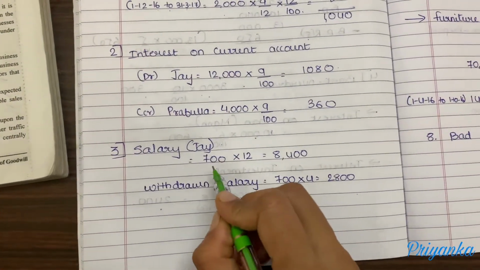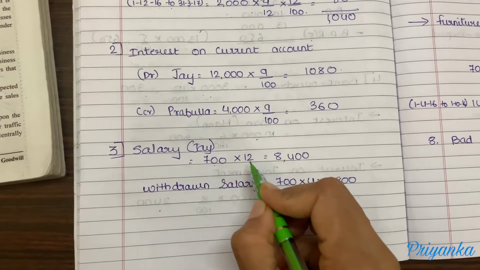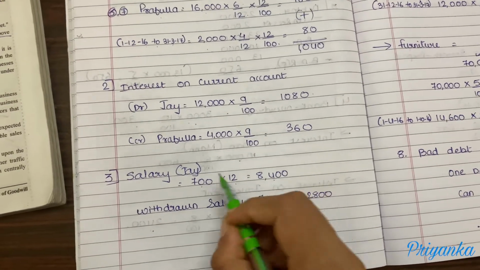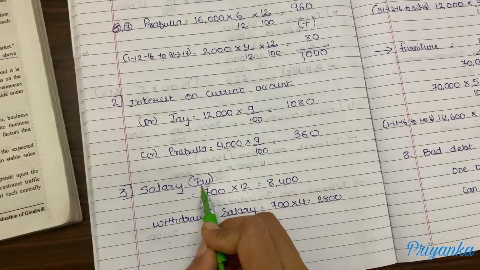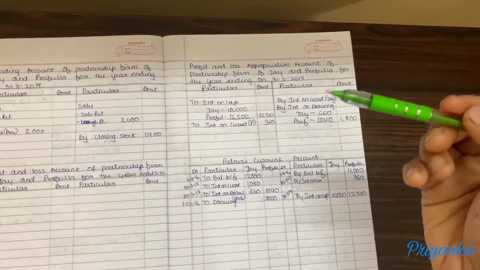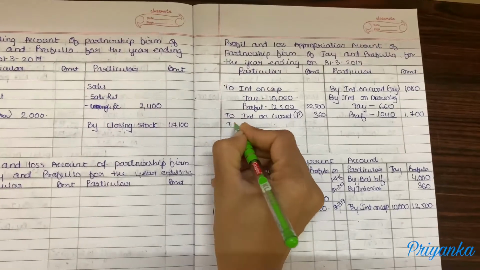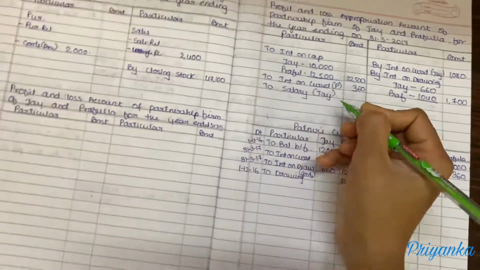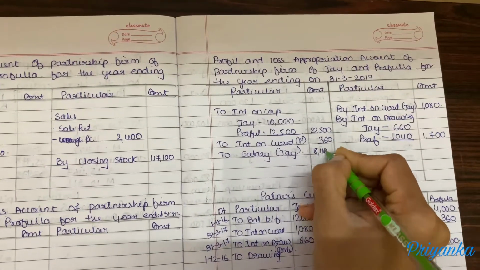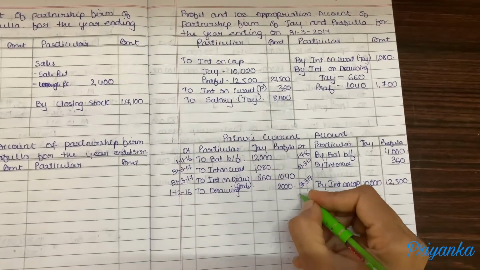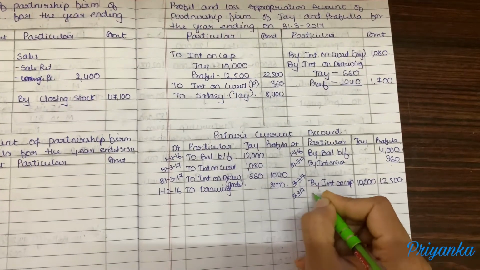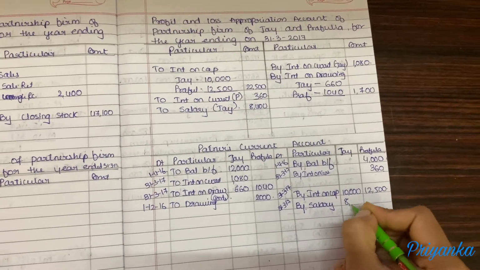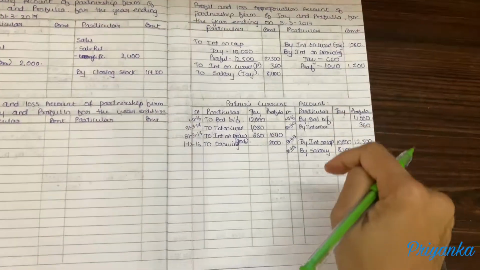So here my calculation is monthly salary 700. How many months are there in a year? 12. So here I multiply and I found 8400 salary paid to the partner J. Now J is a partner, and the partner-related adjustment will move only in these two accounts. So first we'll write down salary, and don't forget to write down the name. Amount is 8400, which will move over here. In the J column, we'll write down 8400. That finishes the first part.